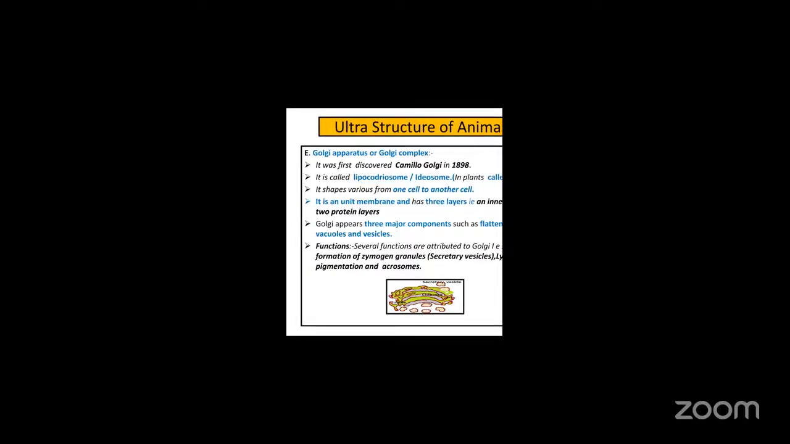The next is what? Golgi apparatus or the Golgi complex. Now, the Golgi apparatus also plays a very important role. It was first discovered by Camillo Golgi in the year 1898. It is also called lipochondriosome or idiosome. In plants, they call it dictyosomes. Dictyosomes are nothing but a group of Golgi bodies. So you can also call the Golgi apparatus or the Golgi complex the lipochondriosome or the idiosome. But in plants, they call it a dictyosome.